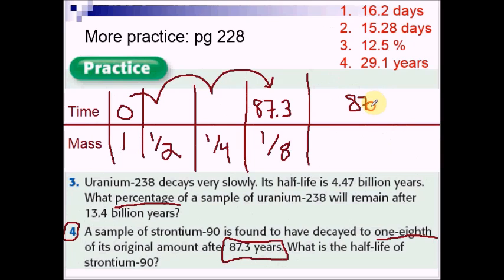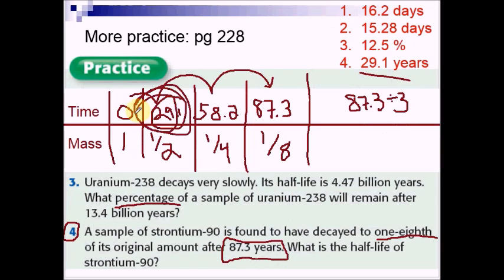And 87.3 divided by 3 is going to equal this 29.1 years. So that would be 29.1. If I wanted to fill in this, I would just add in another 29.1, which would be 58.2. But the answer for 1 half-life was 29.1.